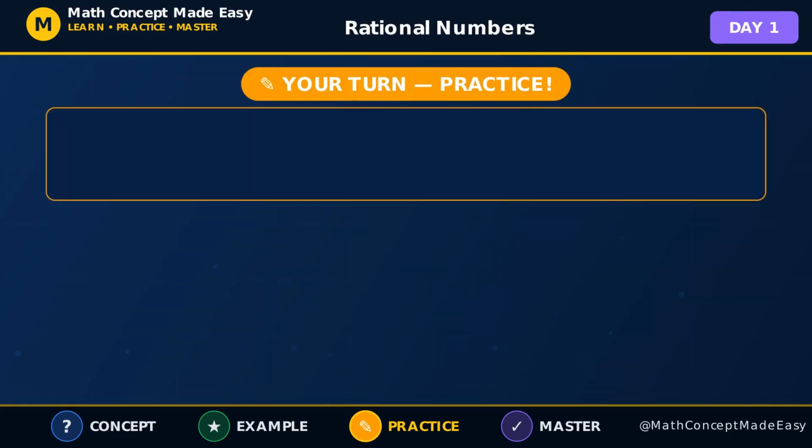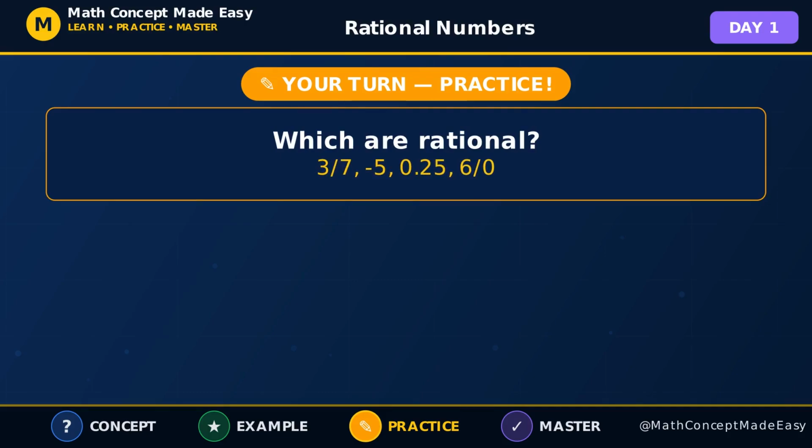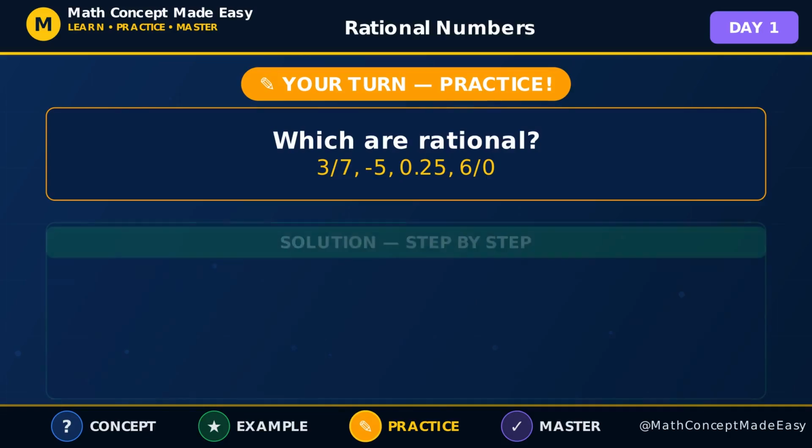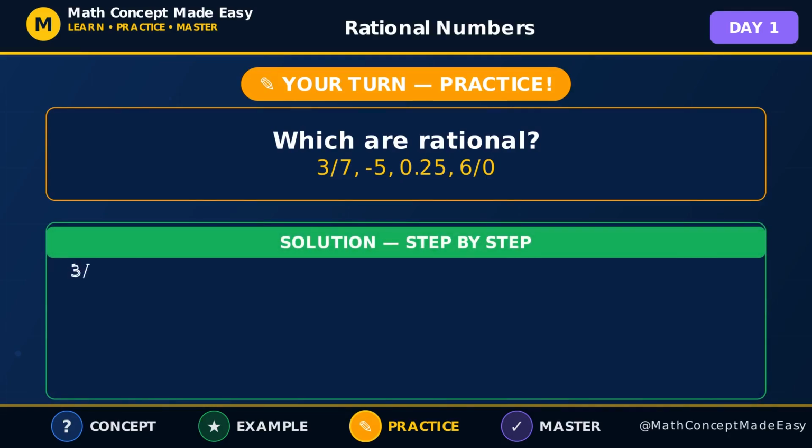Time to try it yourself. Here is your practice question. Which are rational? 3/7, -5, 0.25, 6/0. Pause the video now, or take a few seconds with me. 5, 4, 3, 2, 1. Okay, let us solve it together.